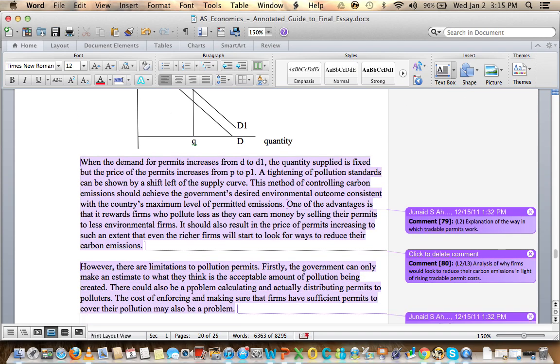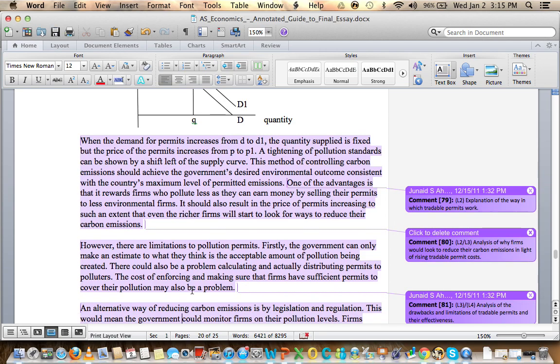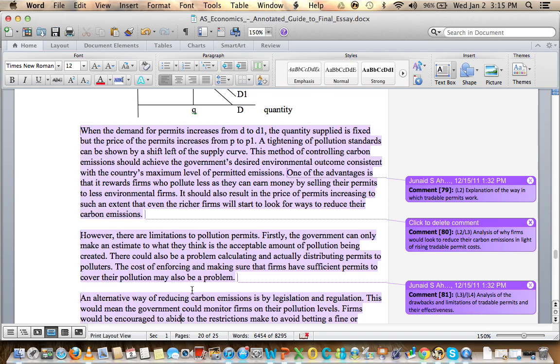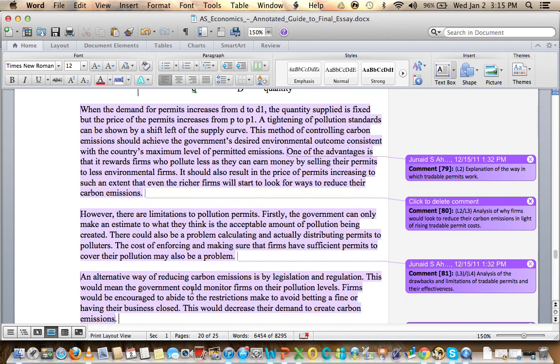However, there are limitations to pollution permits. Firstly, the government can only make an estimate to what they think is the acceptable amount of pollution being created. There can also be a problem calculating and actually distributing permits to polluters. The cost of enforcing and making sure that firms have sufficient permits to cover their pollution may also be a problem. I would say this is pretty good, talking about the drawbacks. Hopefully we see more coming later in the essay.